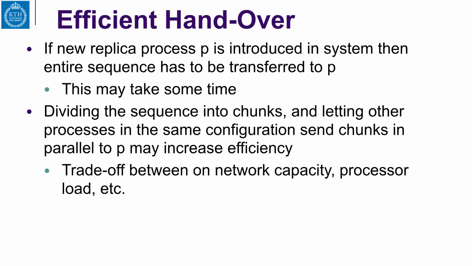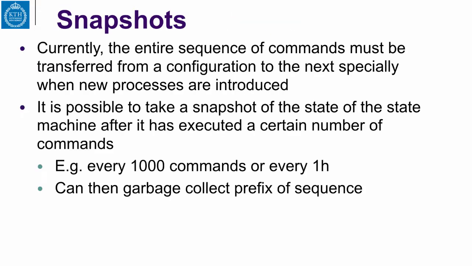Another issue is that if a new replica process is introduced in the system, then the entire sequence has to be transferred to P. We are going to discuss 2 ways to do this now. And this, of course, might take time because this sequence might be a very long sequence. So dividing the sequence into chunks and letting other processes in the same configuration send the chunks in parallel might increase efficiency. Again, it's a trade-off between the network capacity and processor load. A much more important and necessary optimization is the so-called snapshots.